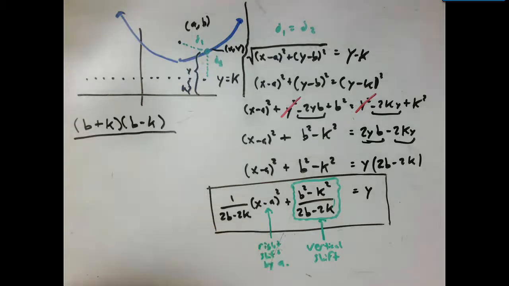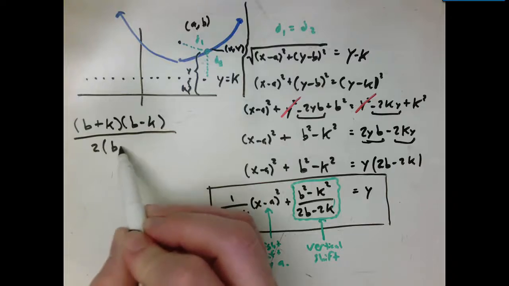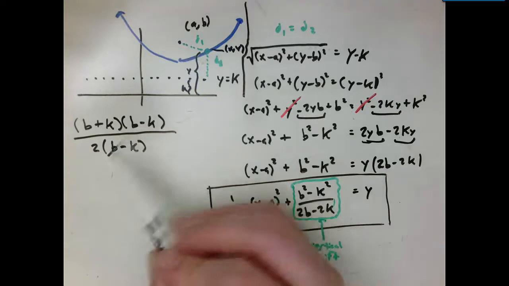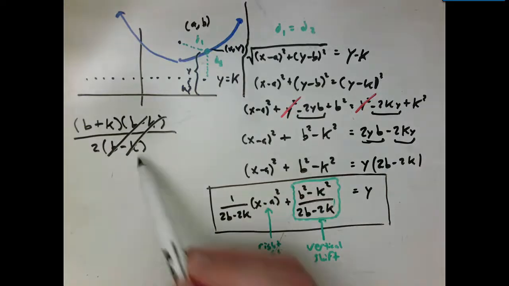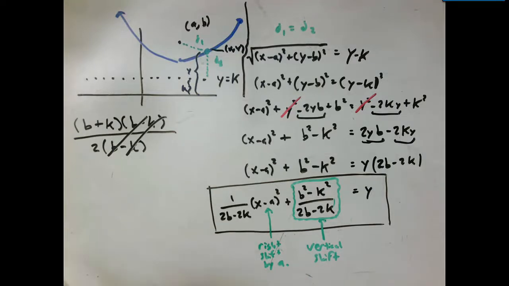All right, and so then in the denominator here, let's factor out a 2. So I've got 2 times b minus k. Aha! And so now I see that these divide each other as long as b minus k doesn't equal 0. Remember, because I can't divide by 0 there. So b minus k doesn't equal 0.